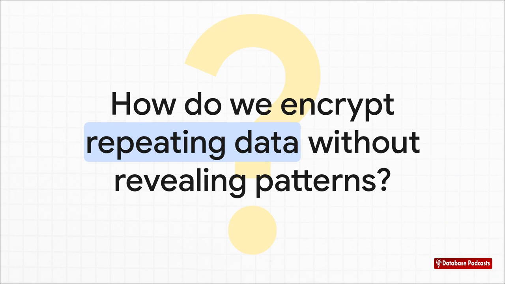A lot of the data we send has repeating parts, things like file headers or even just big blocks of empty space. The question is, how do we encrypt all that data without the encrypted version shouting to the world, "Hey, look, there are patterns here"?